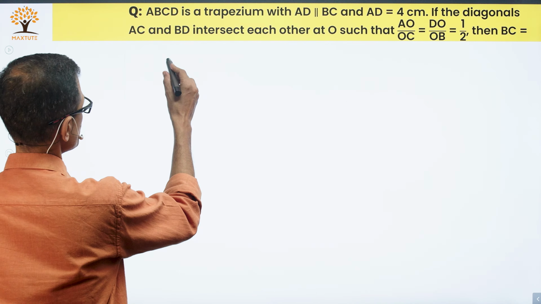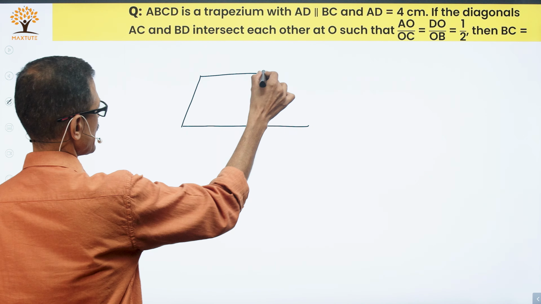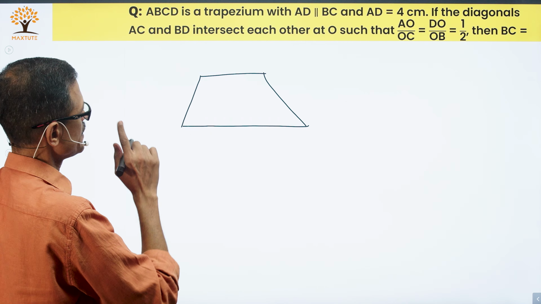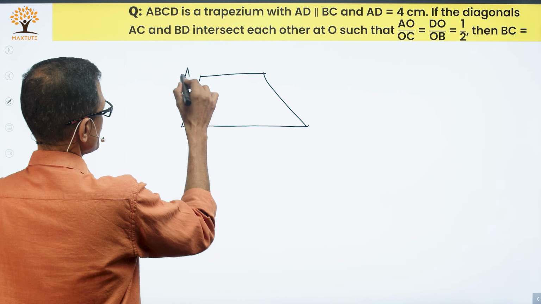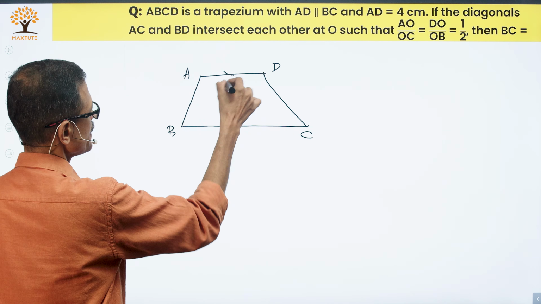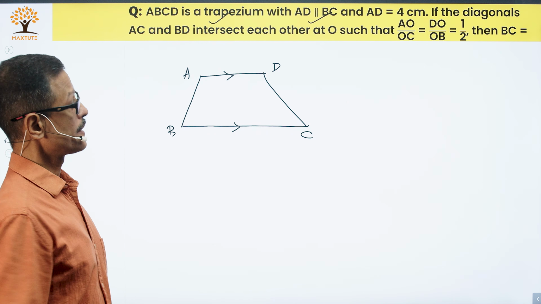Okay, so let's first draw this trapezium. A trapezium is a quadrilateral where two sides are parallel. They're saying that AD and BC are parallel to each other. So A, B, C, D, we have to write it in an order. AD is parallel to BC. Trapezium done. AD parallel to BC done.